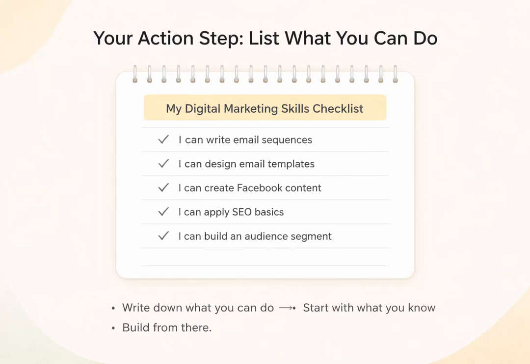The instructor ends with a practical action step. Take everything you've learned and make a list. Write down specifically what you can do. Not what you want to do someday, but what you actually feel confident doing right now. Can you write an email sequence? Can you design a template? Can you create Facebook content? List it all out. This inventory of your own skills is the starting point for building your digital marketing strategy. Once you know what you have, you can figure out how to put it all together.